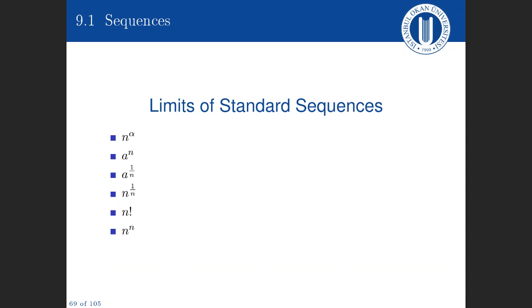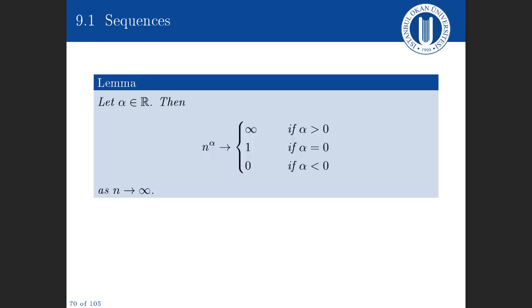Okay, before we go further, we need to talk about some standard sequences. Let's talk about n to the power alpha, a to the power n, a to the power 1 over n, n to the power 1 over n, factorial, and n over n. I'm interested in what are the limits of these 6 sequences. First one, if alpha is a real number, then n to the power alpha tends to either infinity, 1, or 0, depending on if alpha is positive, 0, or negative.